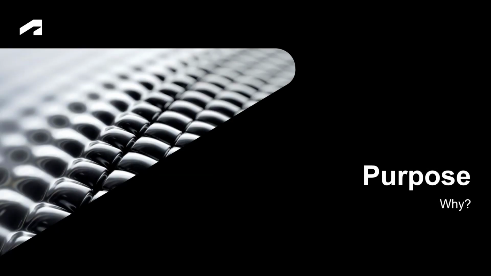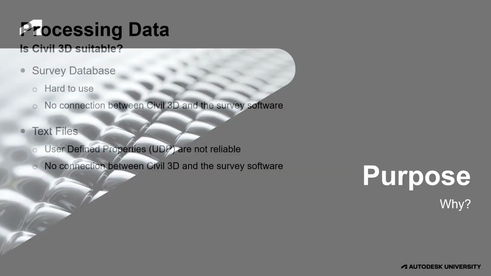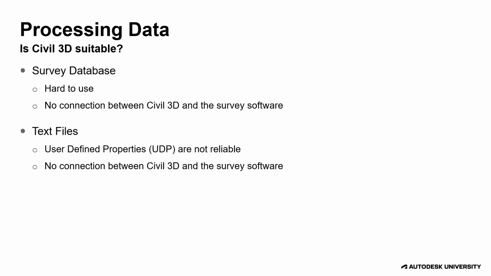So why do we have the Shape Import tool? Why has it been created? Is Civil 3D suitable for processing survey data? We have two methods within Civil 3D to do that. One way is the survey database. I find it hard to use. You have to check out an object. You have to modify it. You have to remove, let's say, crossing break lines or feature lines or survey figures. And then we have no connection between the survey figures and the points that we modified and the survey software that collected the data.